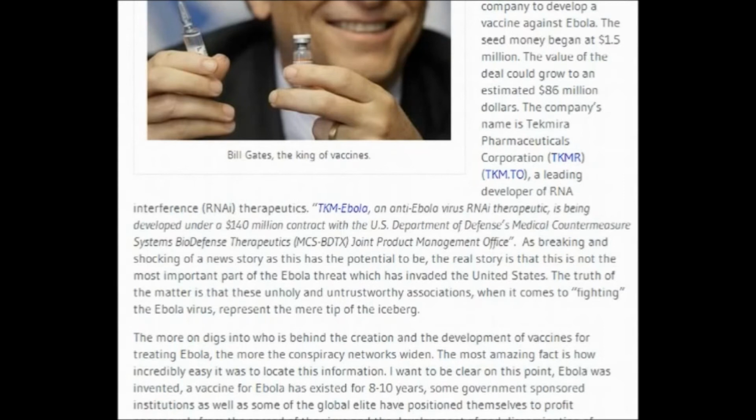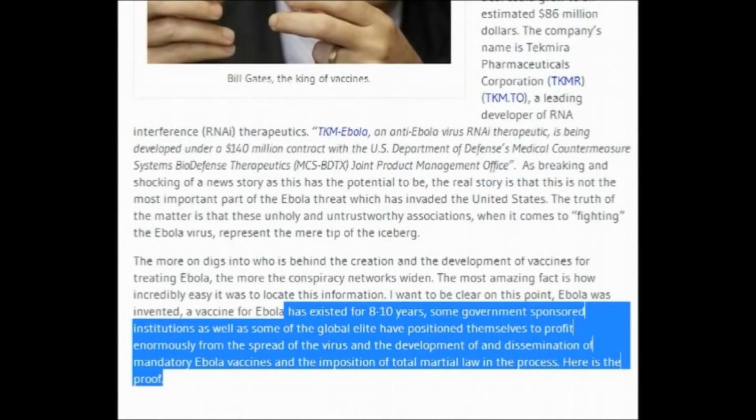As breaking and shocking of a news story as this has potential to be, the real story is that this is not the most important part of the Ebola threat which has invaded the U.S. The truth of the matter is that these unholy and untrustworthy associations when it comes to fighting the Ebola virus represent the mere tip of the iceberg. Some government-sponsored institutions, as well as some of the global elite, have positioned themselves to profit, because remember, it's about the money. And they're going to profit from this enormously, from the spread of the virus and the development of and dissemination of mandatory Ebola vaccinations and the imposition of total martial law in the process.